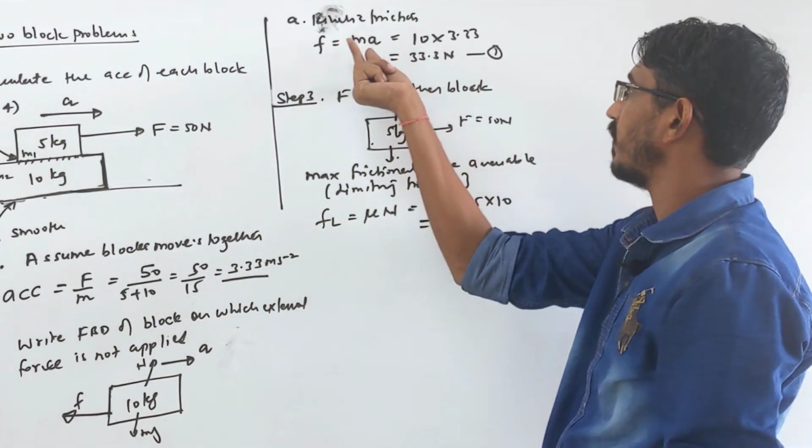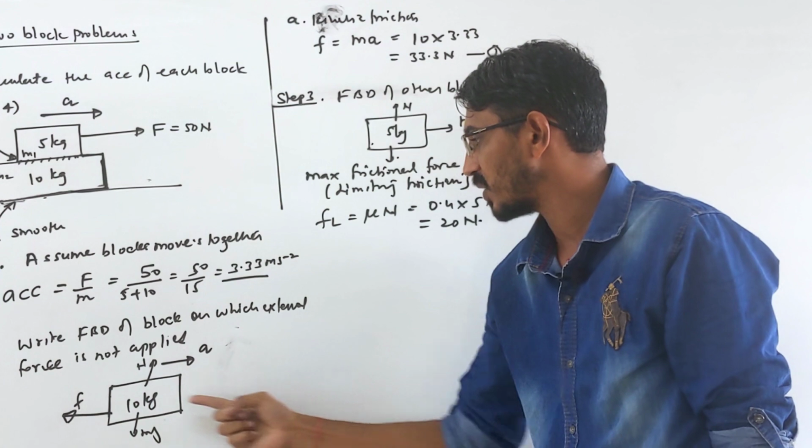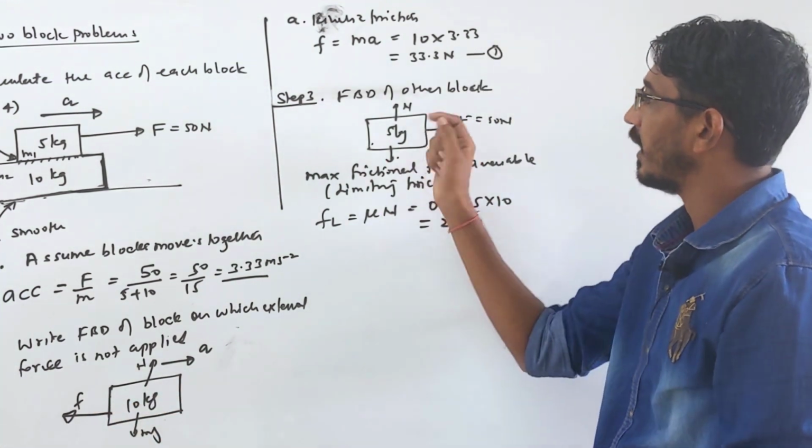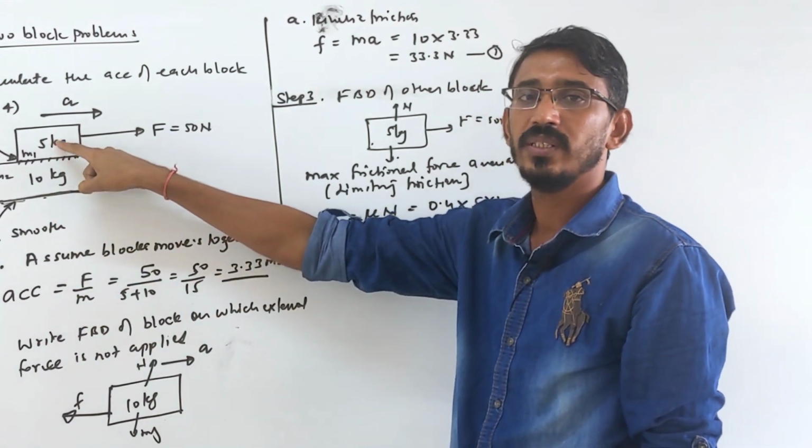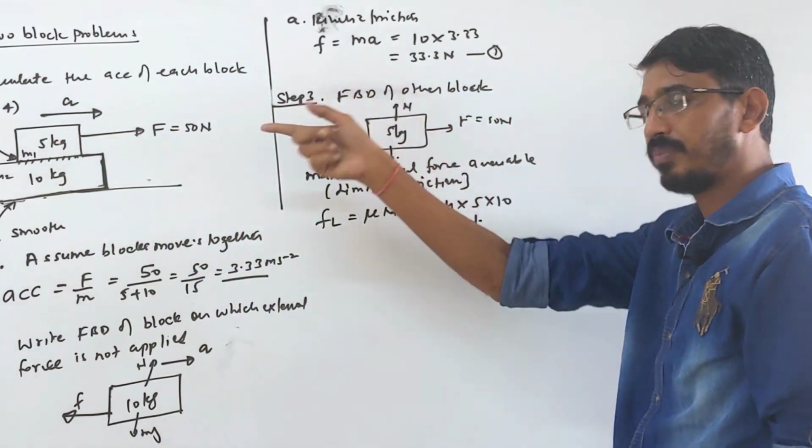So you have calculated the kinetic friction for the block on which external force is not applied, simply by writing MA, the equation in the horizontal direction. Then you write the FBD of the other block and calculate the maximum frictional force available from that body. That's called limiting friction, simply mu into N of that body.